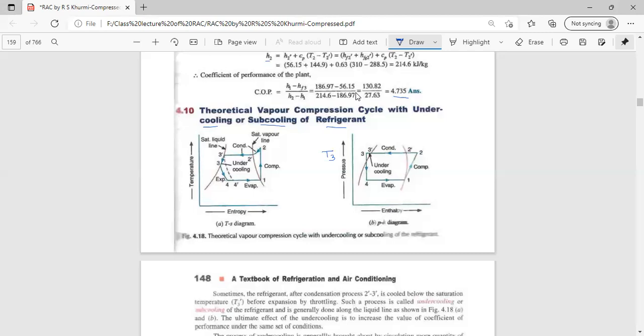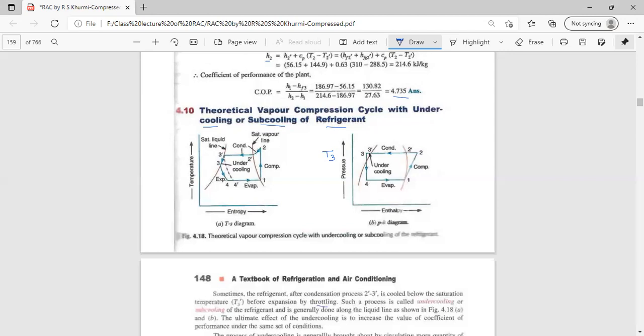The fluid is supposed to be saturated, either in the wet state when it is condensed, or it will remain in the gaseous state at 2 dash, but at the same temperature T3 dash, and heat release is being carried out from 2 dash to 3 dash itself. So after condensation, from 2 to 2 dash to 3 dash, the refrigerant is again cooled below the saturation temperature up to 3, then before expanding by the throttling itself.